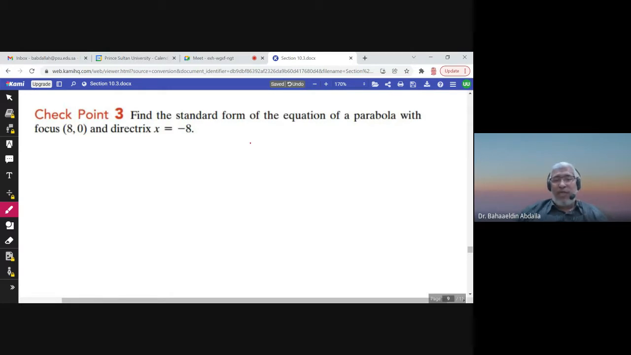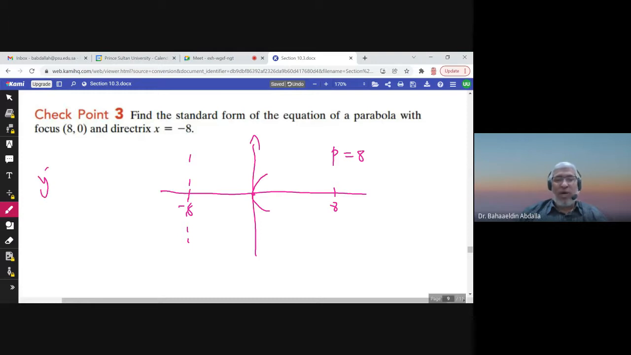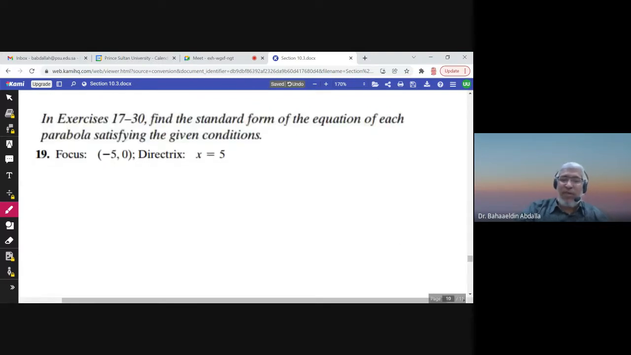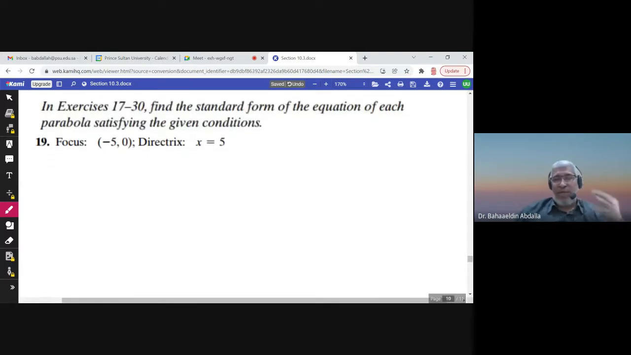Same, the focus is 8, 0. Same question, 8, negative 8. Directrix is here, so the vertex is 0, 0. It opens here, p is 8. So y squared equals 4 times 8, 32x. So when you sketch the graph of the information, you will find out the direction of the parabola, up, down, right, left, and then you will know the equation. You find p and you just write the equation immediately.